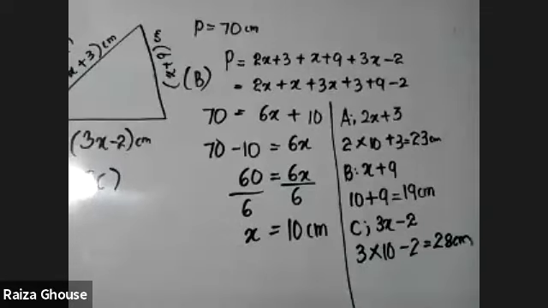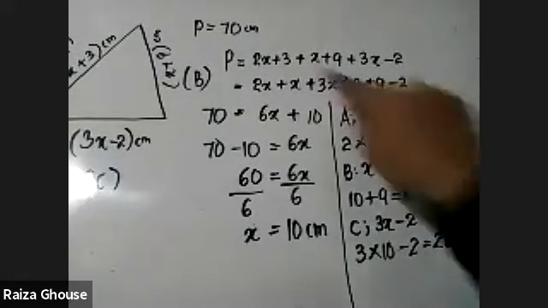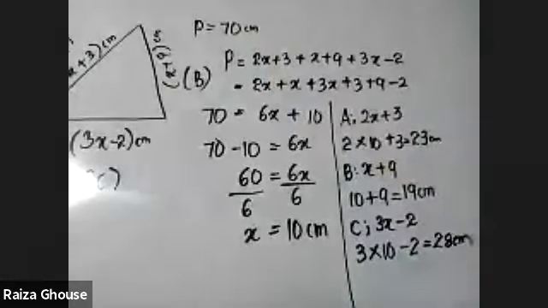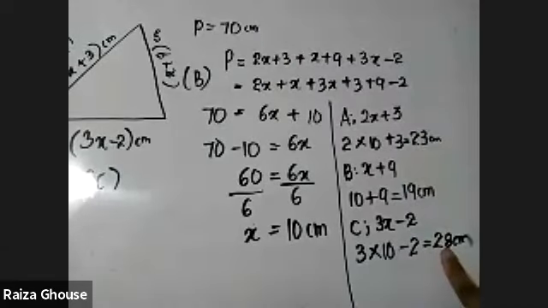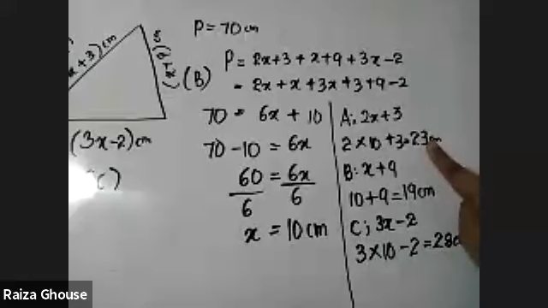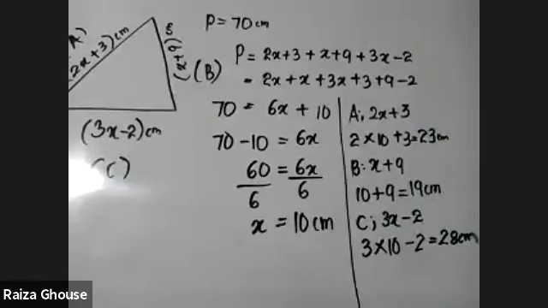You can check your answer by adding all these three values. Check whether you are getting 70 centimeters, the perimeter. So let's add and see. 20 plus 20, 40. 40 plus 8, 48. 48 plus 3, 51. 51 plus 19, 69 plus 1, 70. I'm getting the answer 70 centimeters. So these are the values. Did you understand how to do this question?